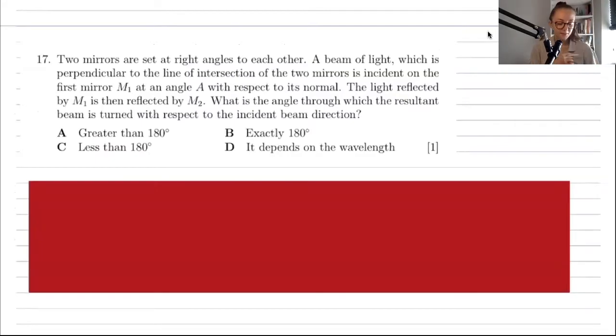Right, so next we have another multiple choice question where we are looking at two mirrors that are at right angles of each other, and there's a beam of light being sent in at some angle A, and we need to decide at what angle it will exit.